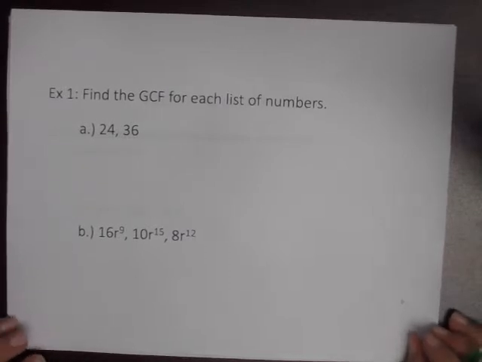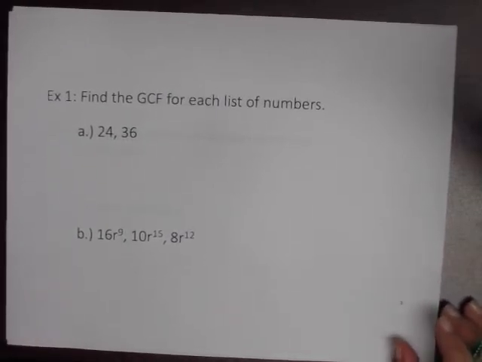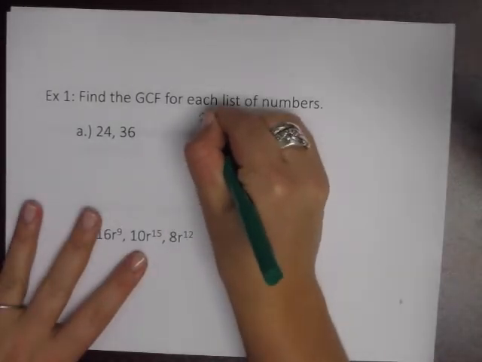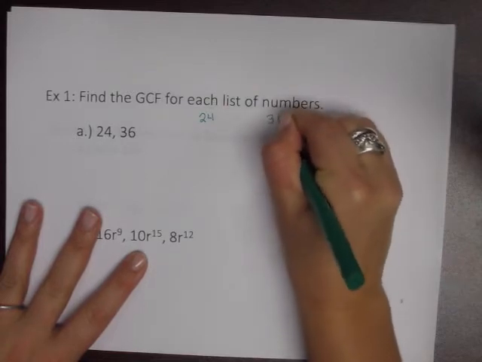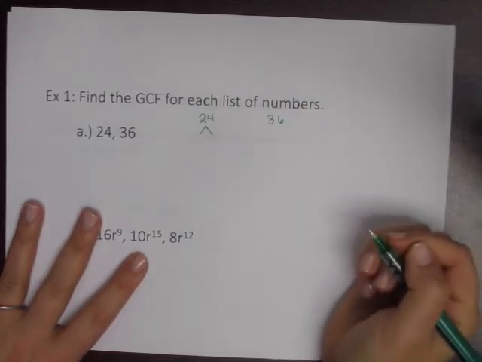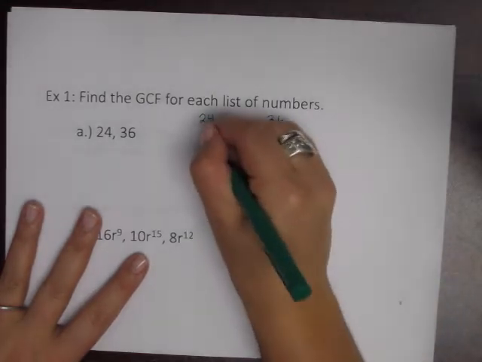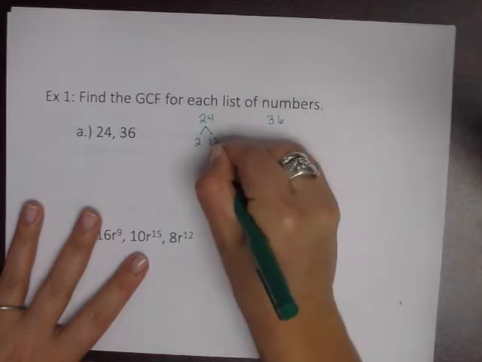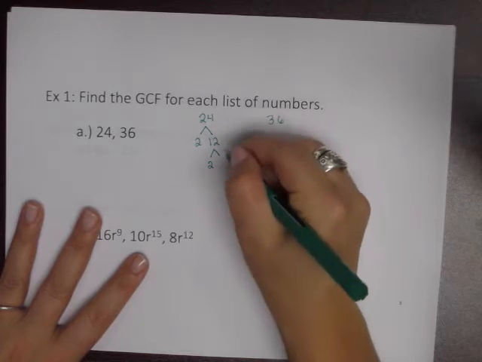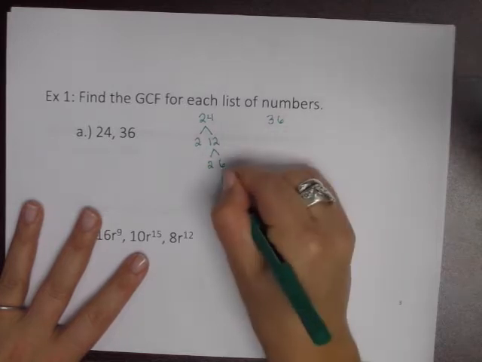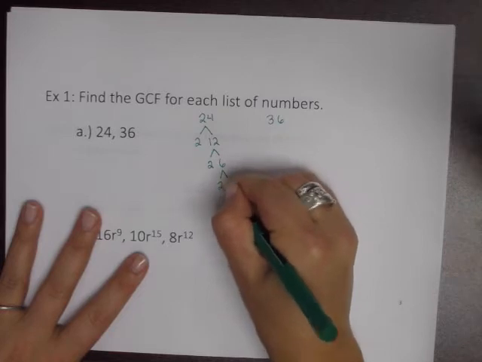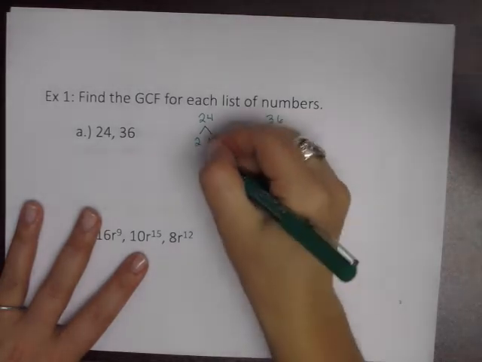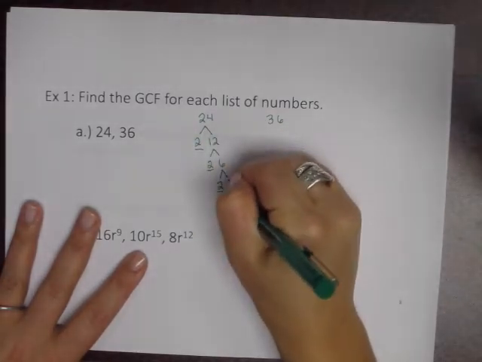So what we're going to do is find the GCF for each list of numbers. So I've got 24 and I've got 36. The first thing I have to do is factor it, and I'm going to use the factor tree to do this. So I'm going to write out 24 and I'm going to write out 36. Now if I look at 24, I know it is an even number, so it will be divisible by 2. And 24 divided by 2 will give me 12. 12 is still an even number, so I can divide it by 2. And 12 divided by 2 will give me 6. And then 6 is also even, so I can divide it by 2. And 6 divided by 2 will give me 3. The way that you know that you're done with your factor tree is that you get to a prime number.